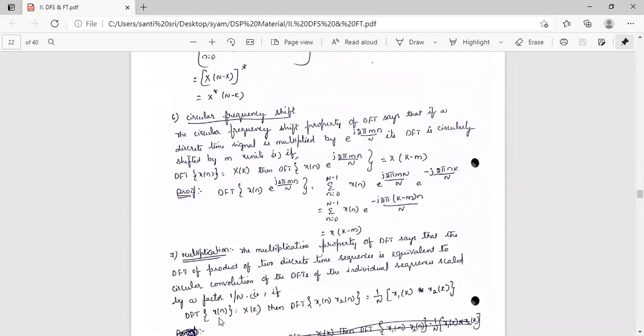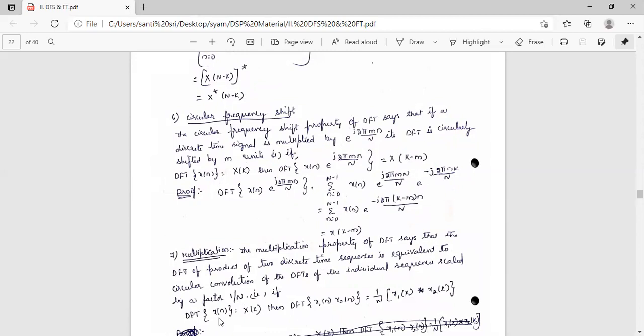The next property is the circular frequency shift. What is that? The circular frequency shift property of DFT says that if a discrete time signal is multiplied by e power j 2 pi mn by N, its DFT is circularly shifted by m units.